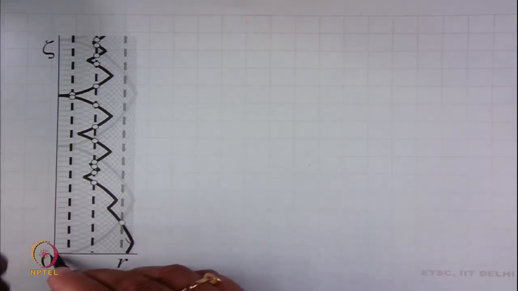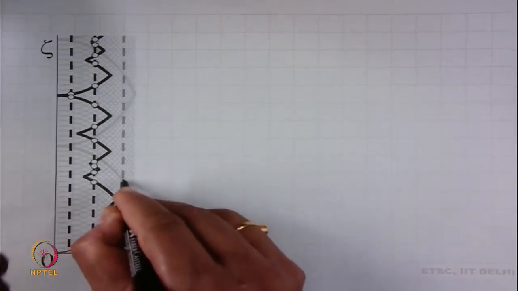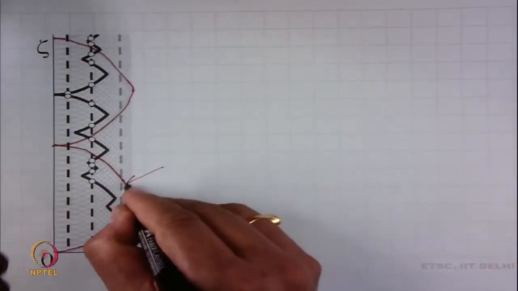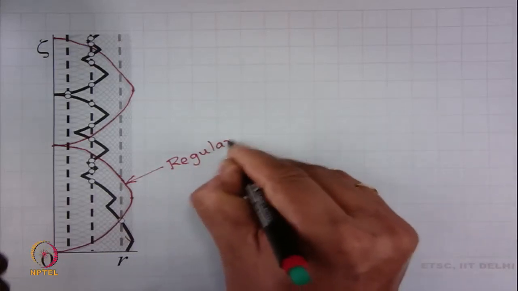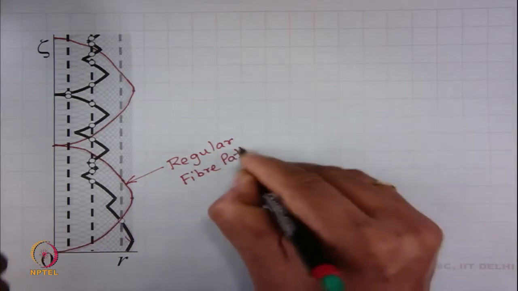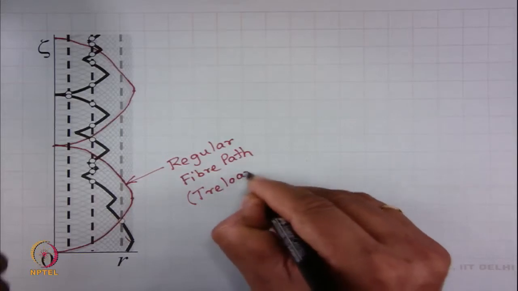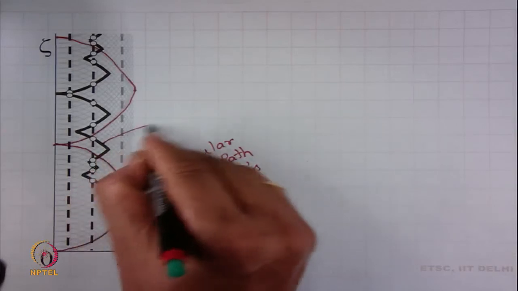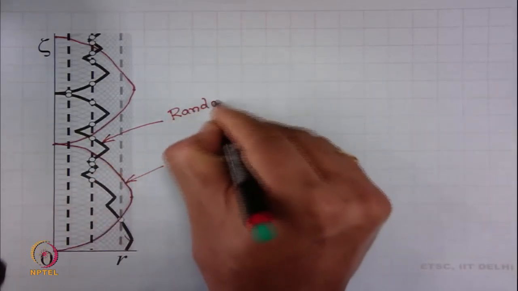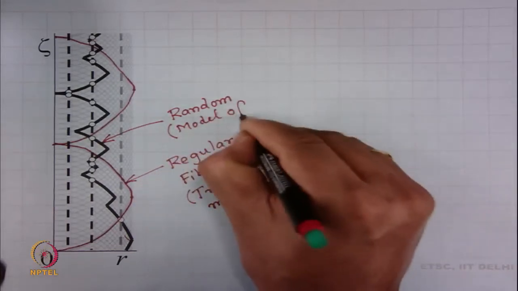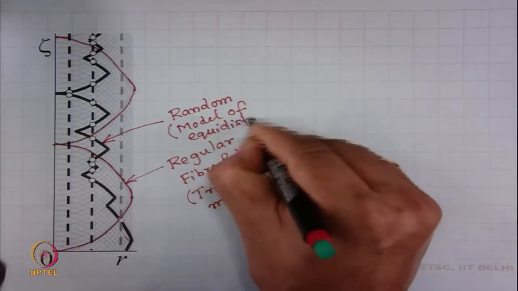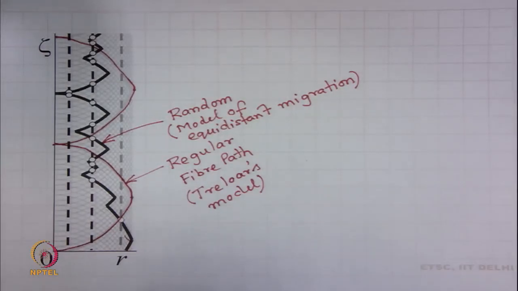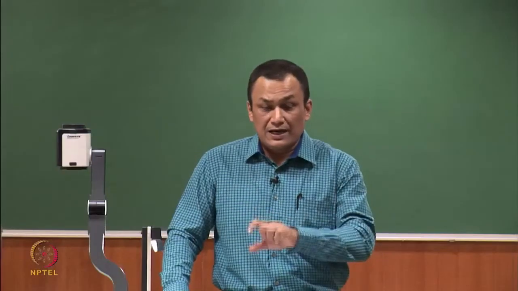So, in Taylor's model, the path was assumed to be like this. Regular fiber path. But in this model, the fiber path is random. So, this is the basic difference between Taylor's model and the model of equidistant radial migration.